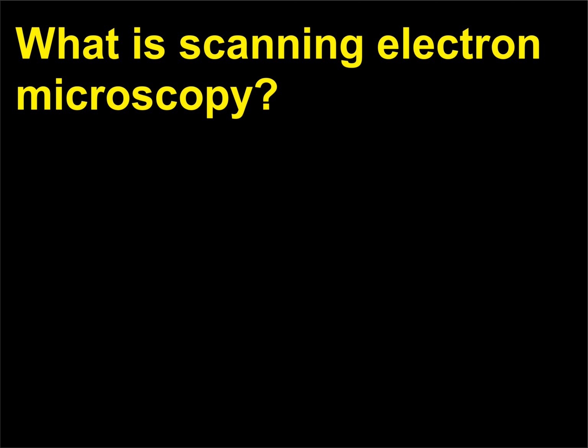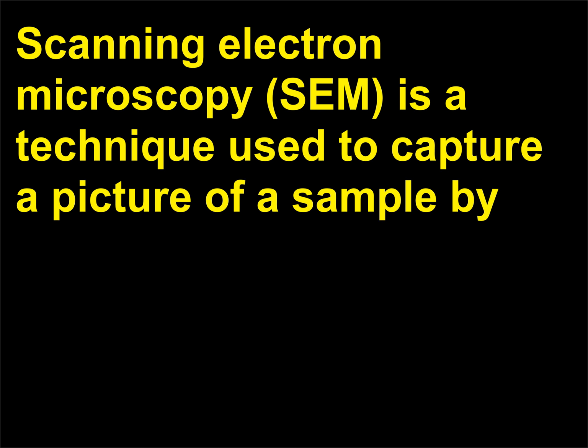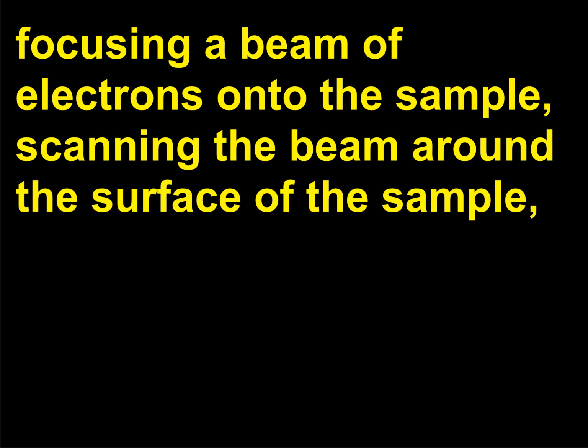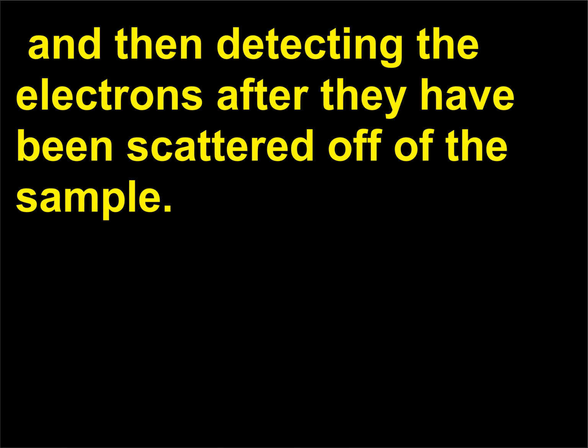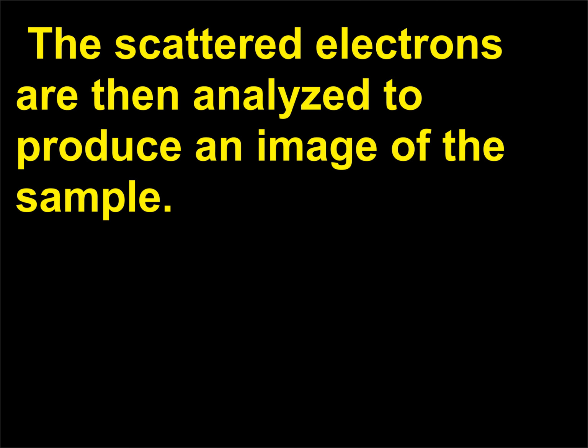What is scanning electron microscopy? Scanning electron microscopy, SEM, is a technique used to capture a picture of a sample by focusing a beam of electrons onto the sample, scanning the beam around the surface of the sample, and then detecting the electrons after they have been scattered off of the sample. The scattered electrons are then analyzed to produce an image of the sample.